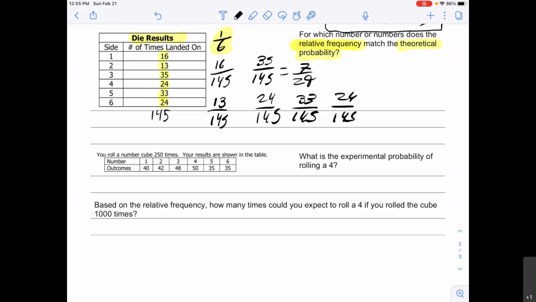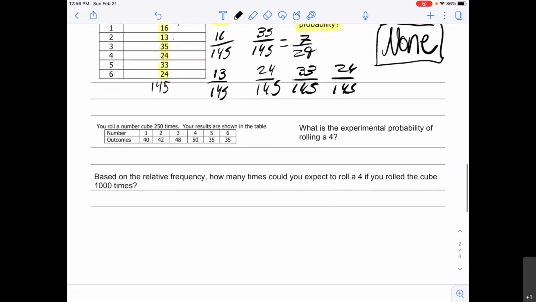So checking all of these numbers, we find that none of them are able to simplify to 1/6. That means that none of these match the theoretical probability. If any of these had been able to simplify to 1/6, then we would have said that they're the same. But since none of them did, we have to say none of them match the theoretical probability.